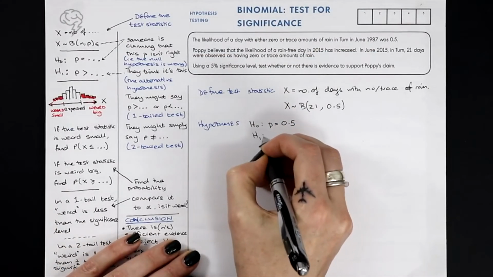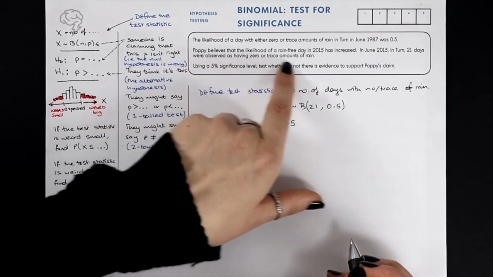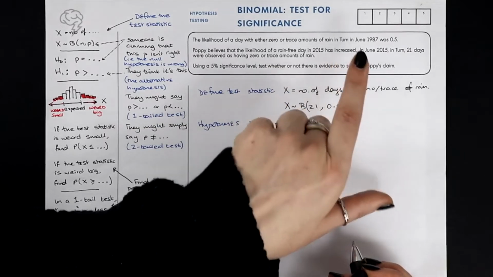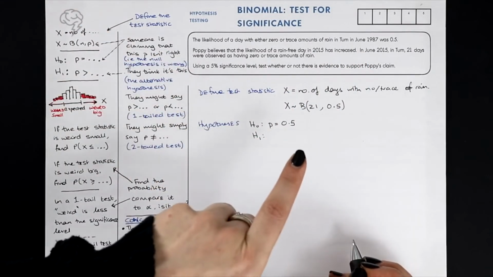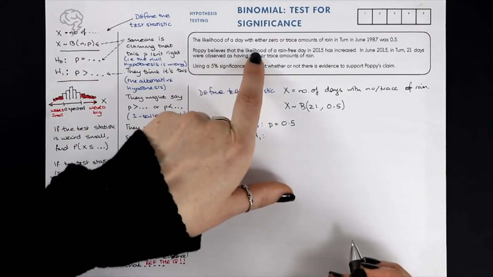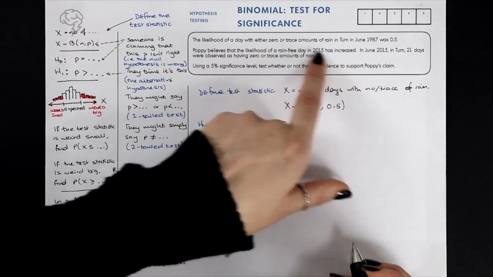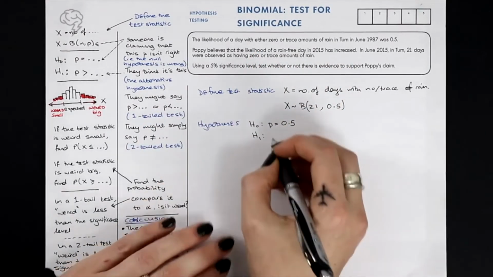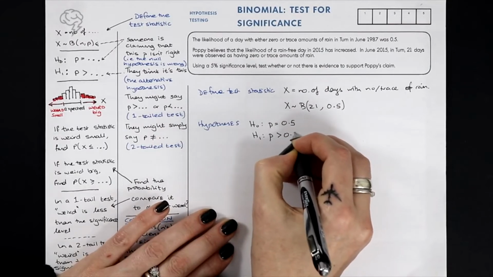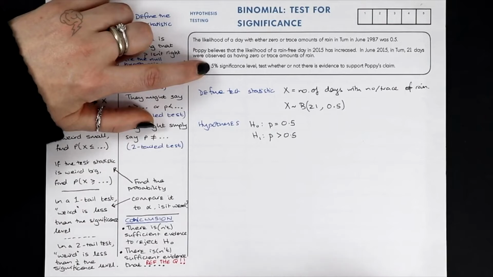The alternative hypothesis, well, let's see what somebody is claiming. Poppy believes that it's increased. So she thinks that it's not a half, it's more than a half. She thinks that the likelihood of a rain-free day has increased. We're more likely to have days with no or trace amounts of rain. So she is saying that P is bigger than a half. That's a one-tailed test, which means that my 5% really truly is 5%.